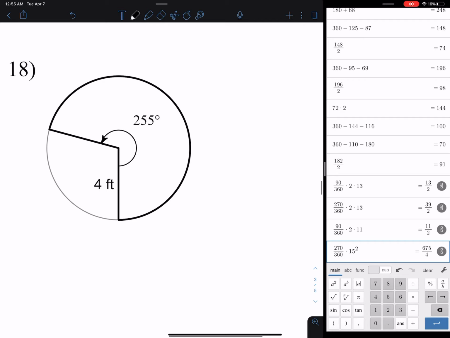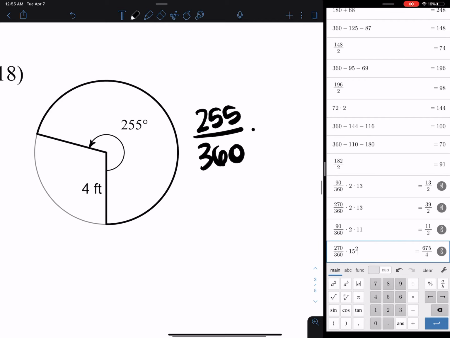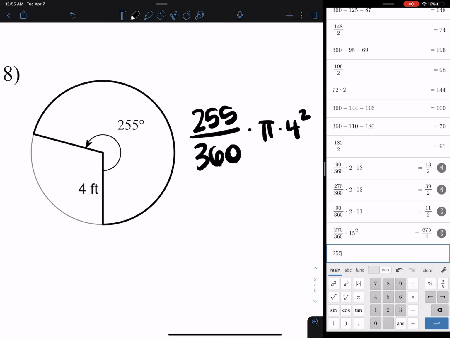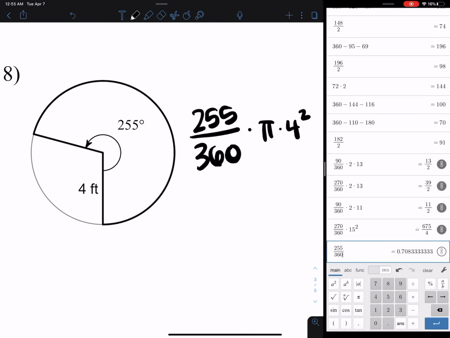The next one is 255 over 360 times pi r squared. R here is 4. So I'm going to do 255 divided by 360 times 4 squared, which is 16. And if we look at the fraction here, that tells us that it's 34 thirds. Pi goes in the numerator because we didn't type it into the calculator, so we have to put it back in. This is feet squared.